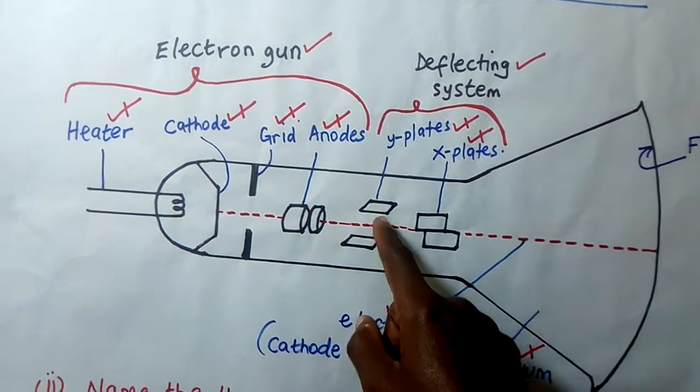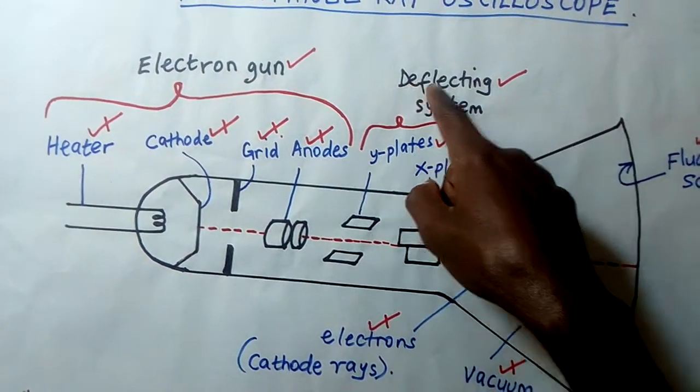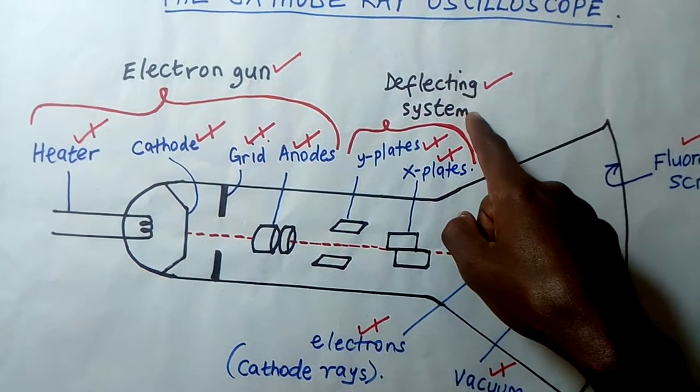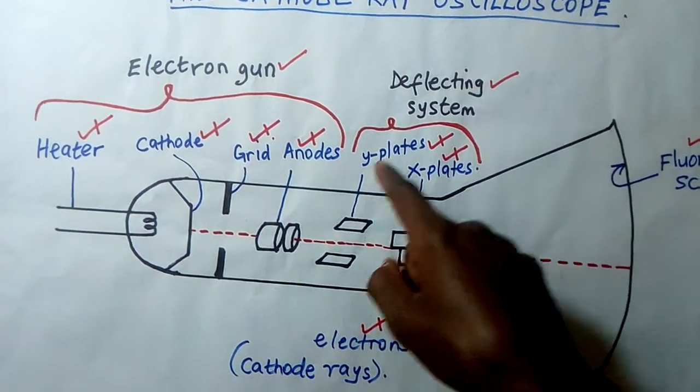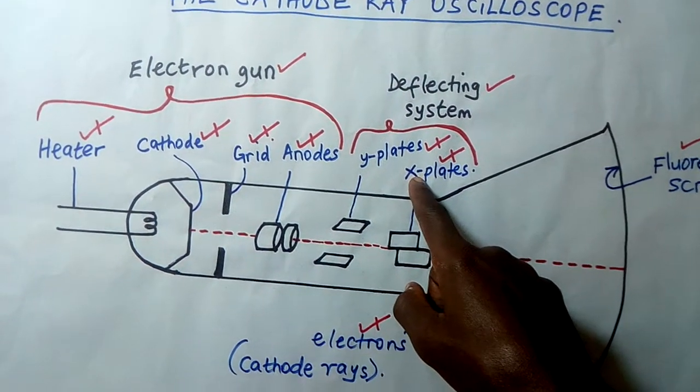Now, what about the Y plates? What is their work? Their work is to deflect. You see, the Y plates and X plates are called the deflecting system. So their work is to deflect. Y will deflect electrons vertically, X deflects electrons horizontally.